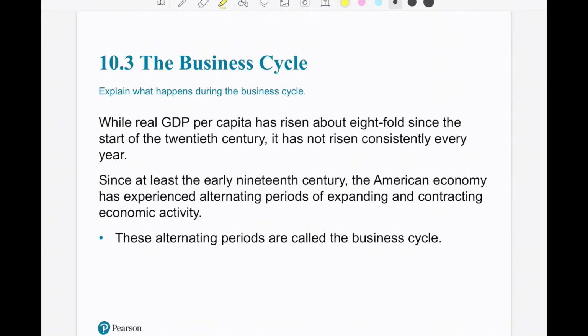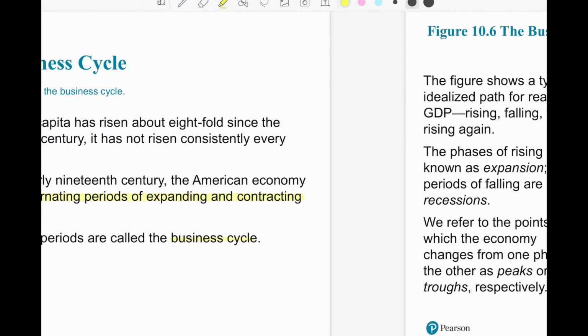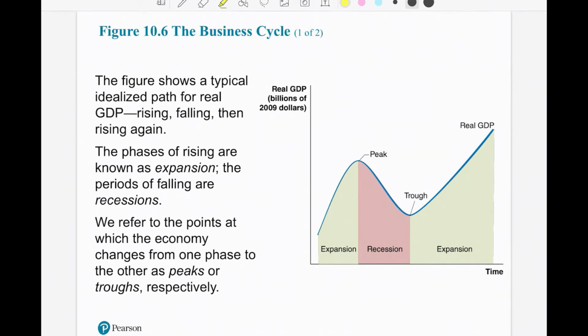Now, since at least the early 19th century, the U.S. economy has experienced business cycles. So these business cycles are going to be these alternating periods of expanding and contracting economic activity. Now, the business cycle is going to consist of 4 phases. So we have the phase of rising, which is going to be the expansionary phase.